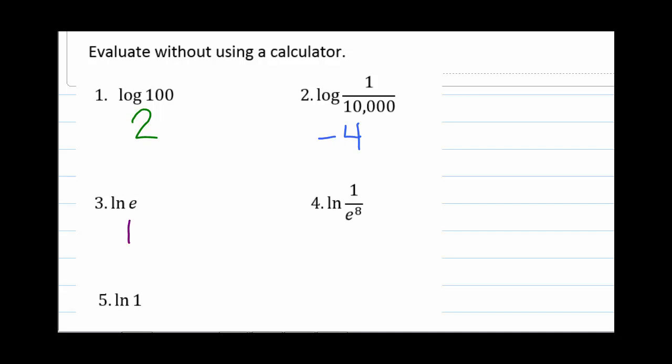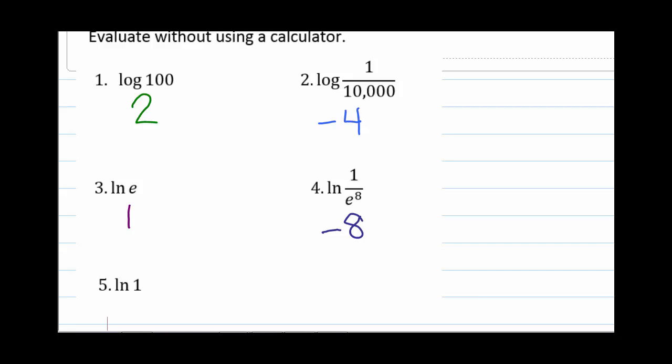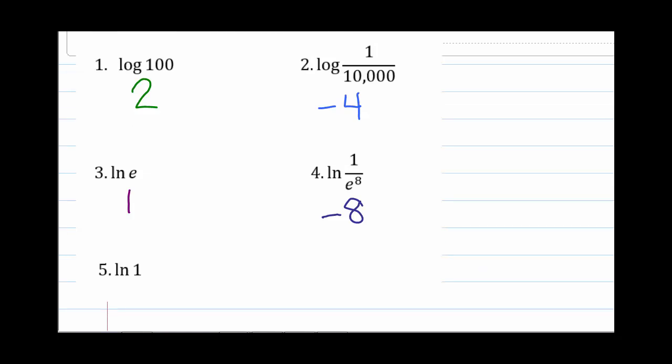Looking at number 4, what is my exponent on e when I have 1 divided by e to the 8th? Since I have that 1 in the numerator, I know my exponent is negative. And then what is my exponent on e? 8. And then of course ln of 1, that means what is my exponent on e that gives me 1? Anything to the 0 power gives you 1.